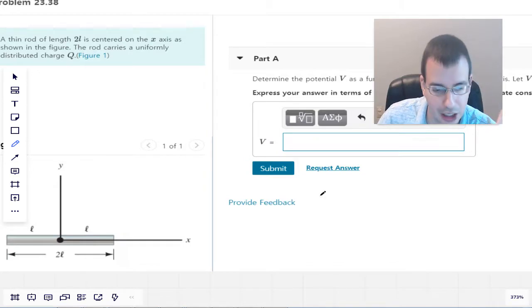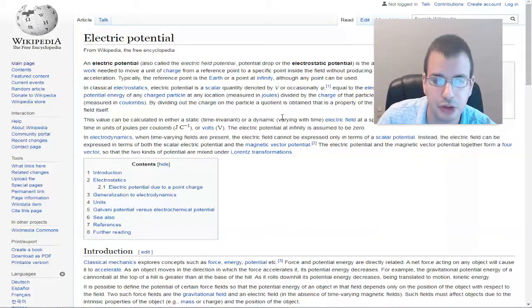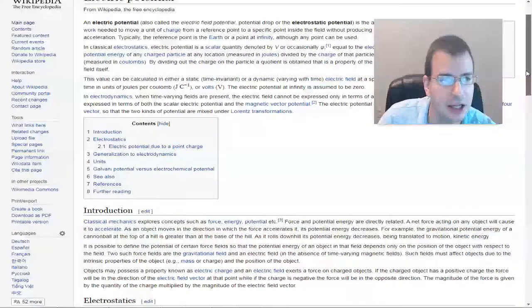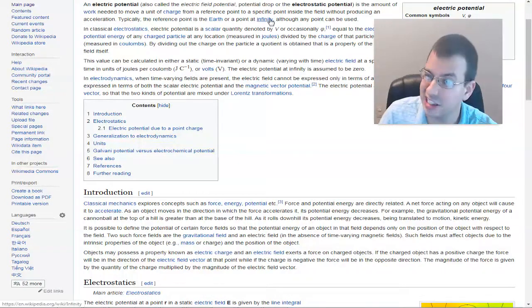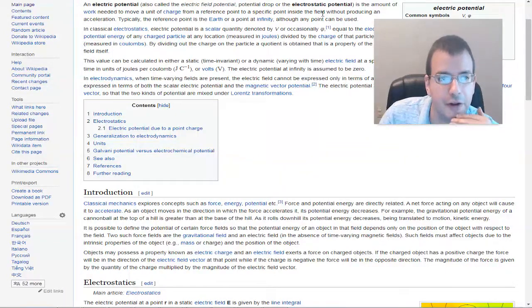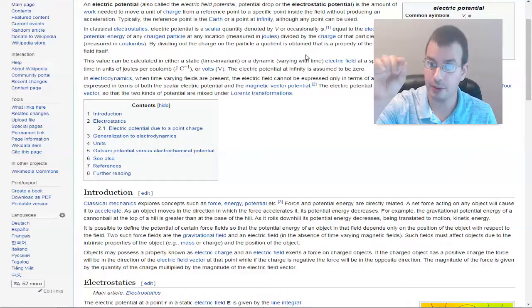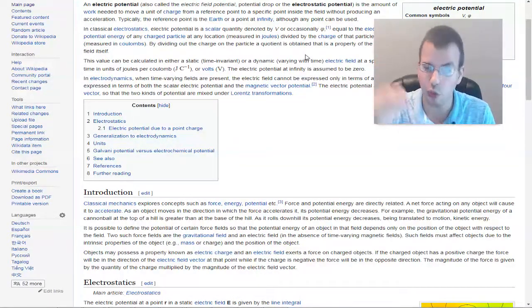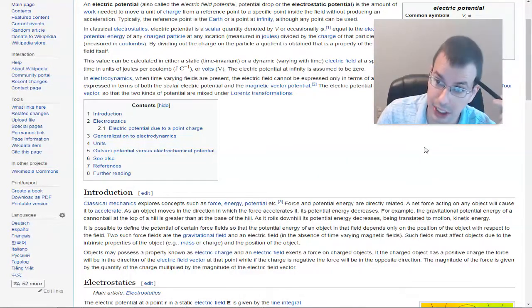So first thing, we're talking about electric potential, so I'm going to go look at that real quick. Electric potential is the amount of work needed to move a unit of charge from a reference point, in this case infinity, to a specific point inside the field. So the idea is we take a point from infinity and bring it in close, and the amount of work that takes will define the potential. So potential in general will be related to work.